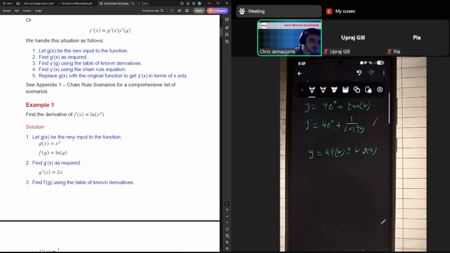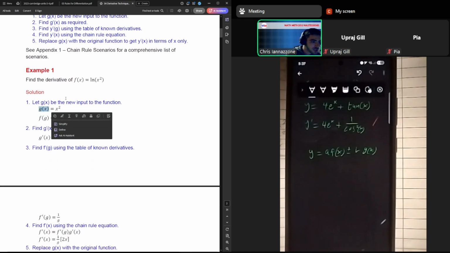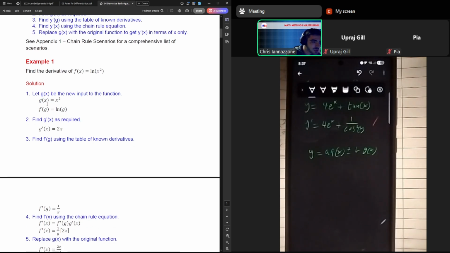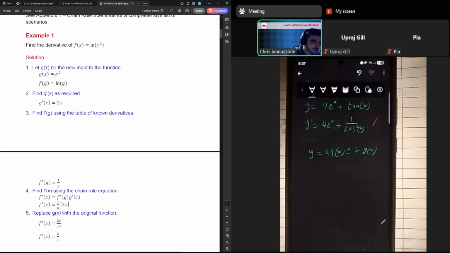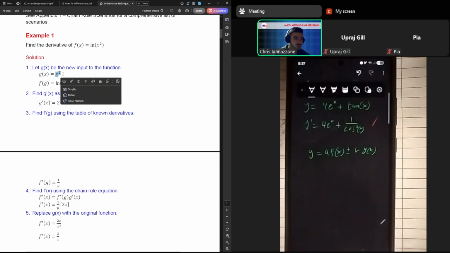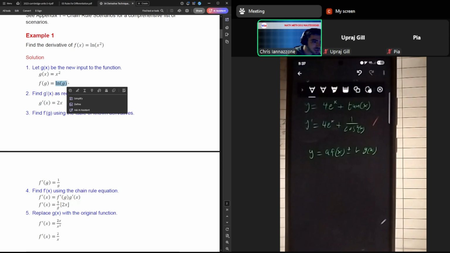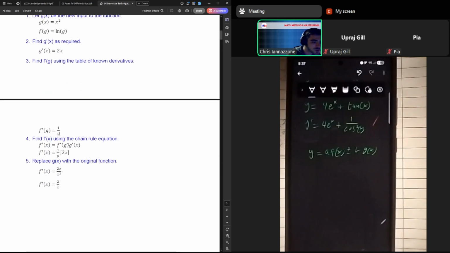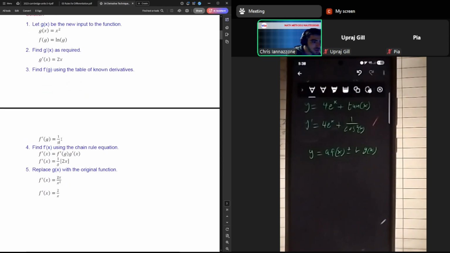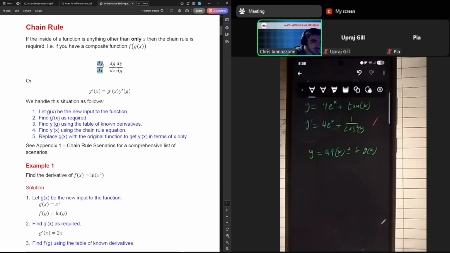From there, you have your f of g, you have your g of x, you find derivatives of each of those. So again, looking up your table of derivatives, now we're just doing more of what we just did already. X squared becomes 2x, natural log always became 1 over the g. Once you have those two things, chain rule is this.